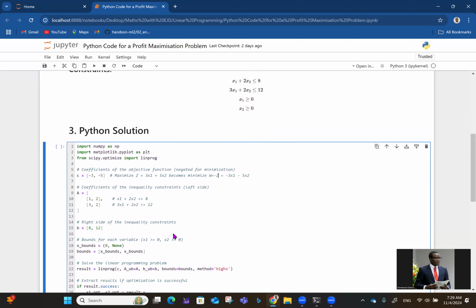Now, there are three parts. You have the objective function, which is C. You have the coefficient matrix of the inequality constraints, and then you have the right side of the inequality constraints. The right side will be your 8 and 12, 8 for the first one and 12 for the second one. And that is what is defined here.